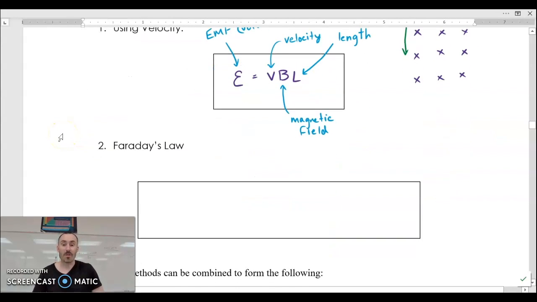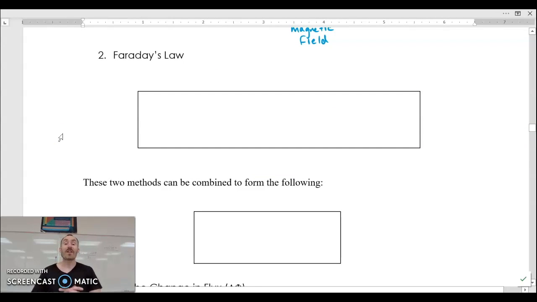Situation number two is the one that we are going to spend most of our time on. It's called Faraday's law. So with Faraday's law, you are taking a loop of wire, and more likely a set of loops of wire, or a solenoid, and you are either rotating it in a magnetic field, or changing the magnetic field somehow. That's generally what's going to happen. And so here's what you get. Your EMF is going to be equal to negative N times change in flux divided by change in time.